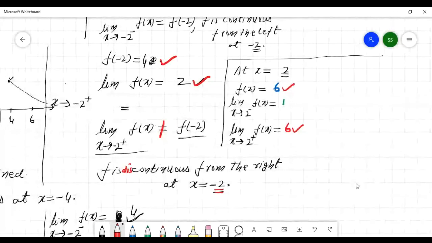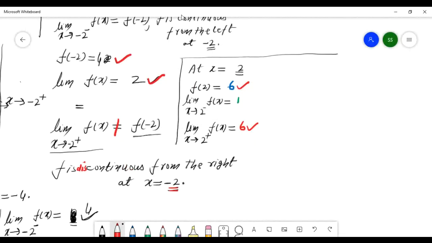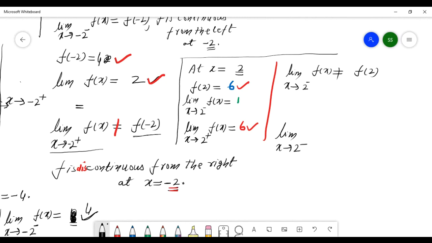Okay, so here, the limit as x goes to 2 from the left of f of x is not equal to f of 2. So it is discontinuous. And here, the limit as x goes to 2 from the right of f of x is equal to f of 2.